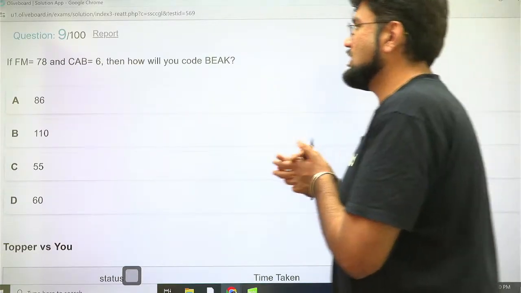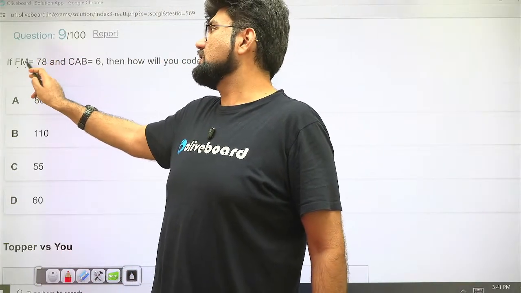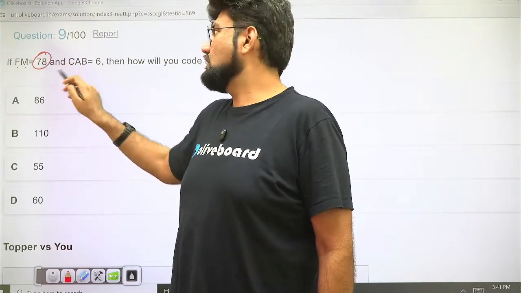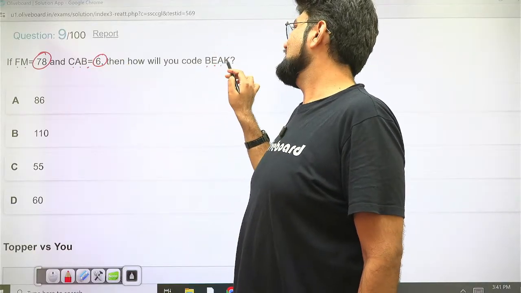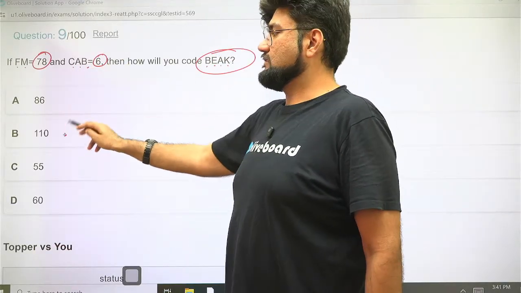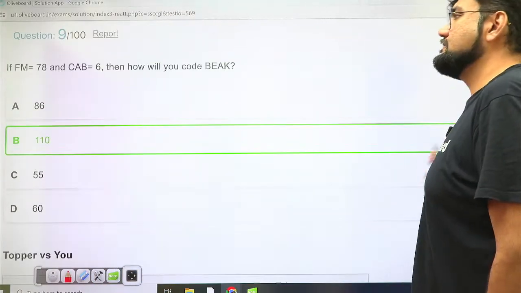FM78, cab 6, then what is the code for beak? The moment you see FM78, this is 6 and 13. 6, 13, 78 means product. So 3, 1, 2, product. So 2, 5, 10, 1, 11. 10 into 11 is 110. Pretty easy. 18 seconds. Next.